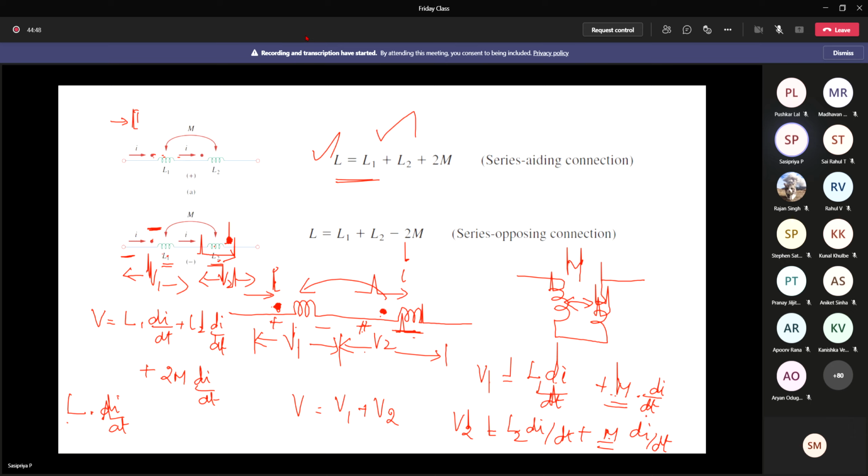Now let us consider the voltage at L1. Since at this dot I have an entering current, here my voltage will be positive. I have an entering current at this dot, so the mutual voltage will be positive over here. But how do I measure V2? V2 is measured like this, so here I will have minus M into di by dt. I do not know how many of you are clear. One minute, let me take a new slide.